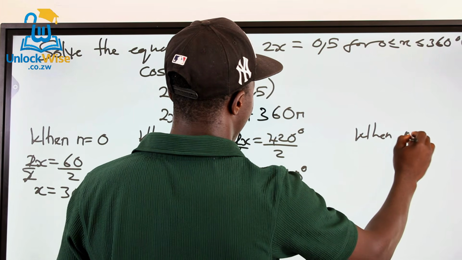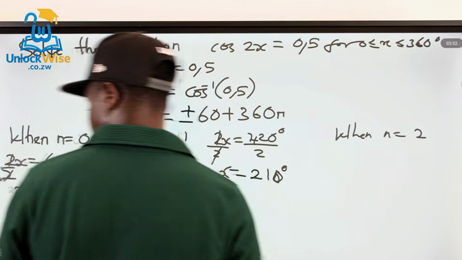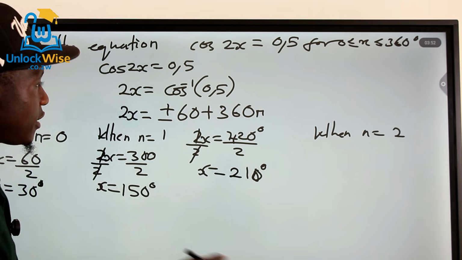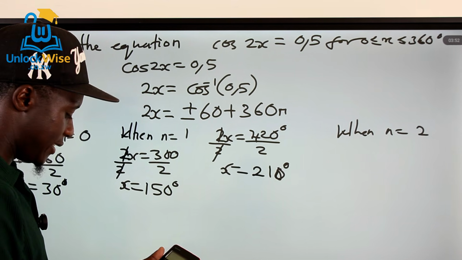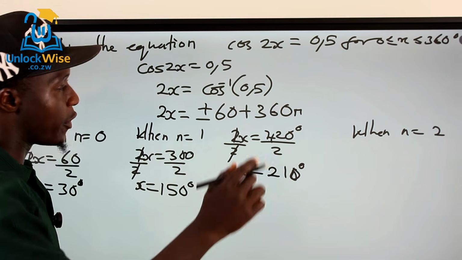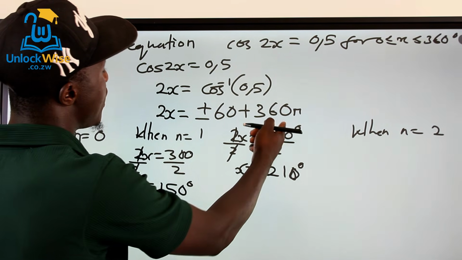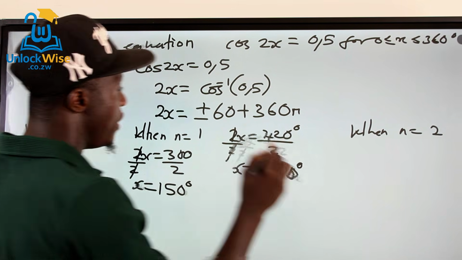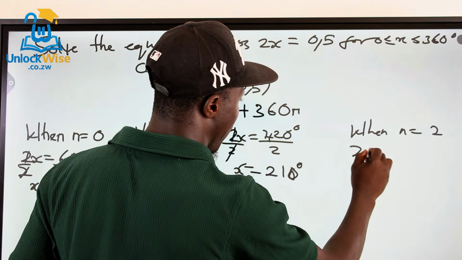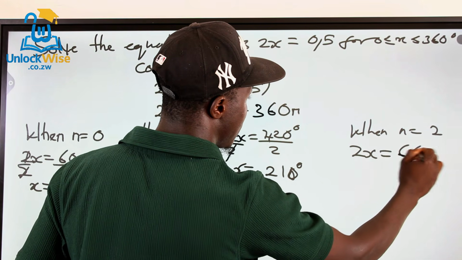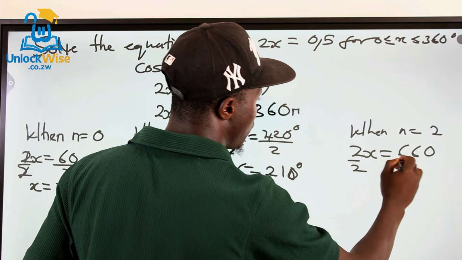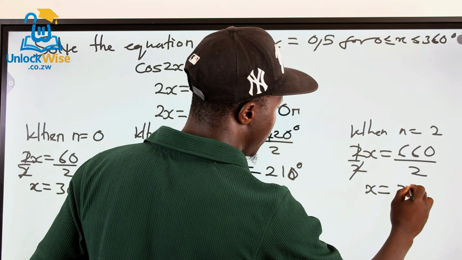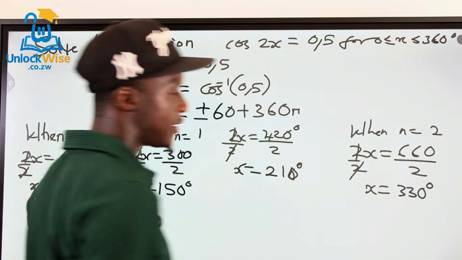Now move on to when n is equal to 2. So what is it when n is equal to 2? We're going to say 360 times 2, we are going to get 720. 720 minus 60, we'll be left with 660. Then say 2x is equal to 660. Let's divide by 2. x is equal to 330 degrees.